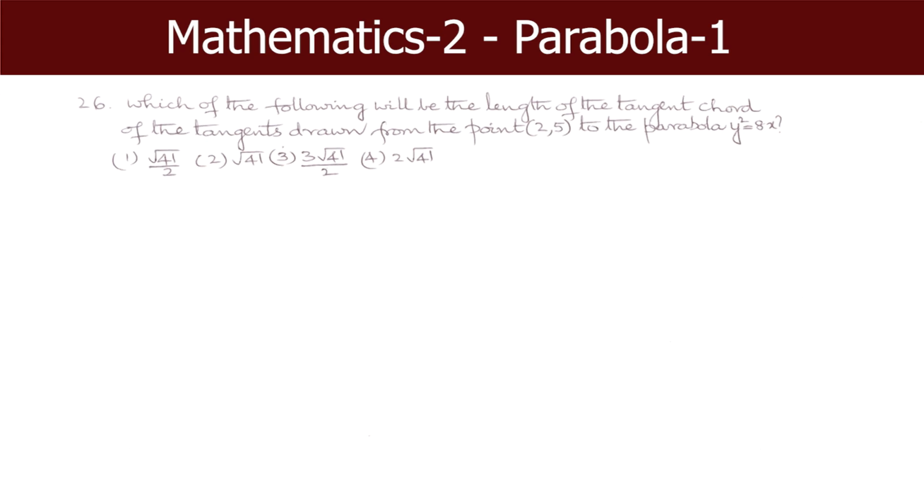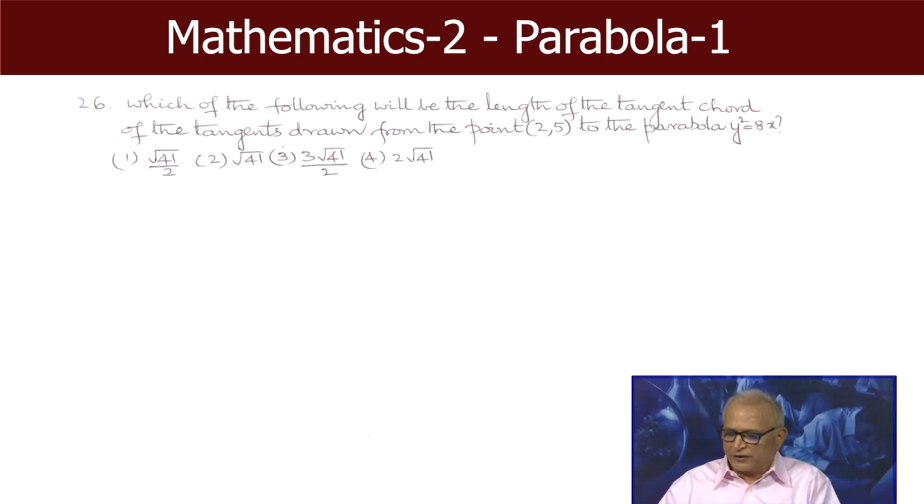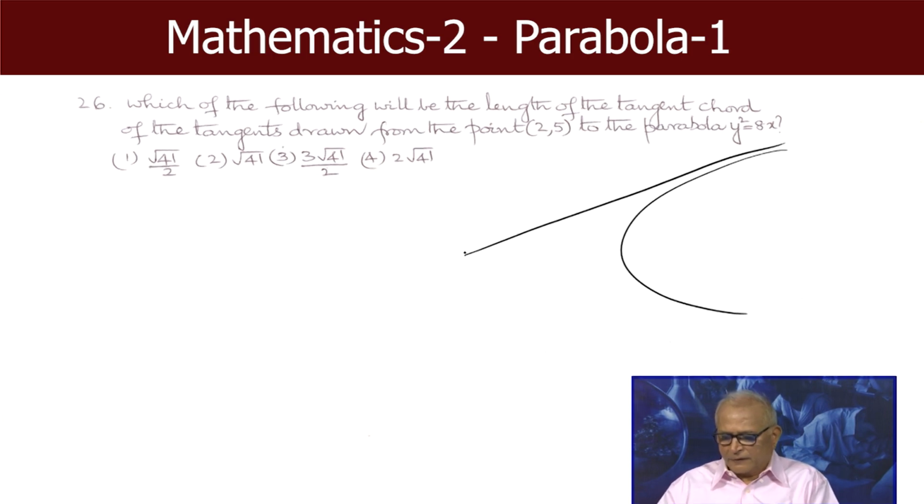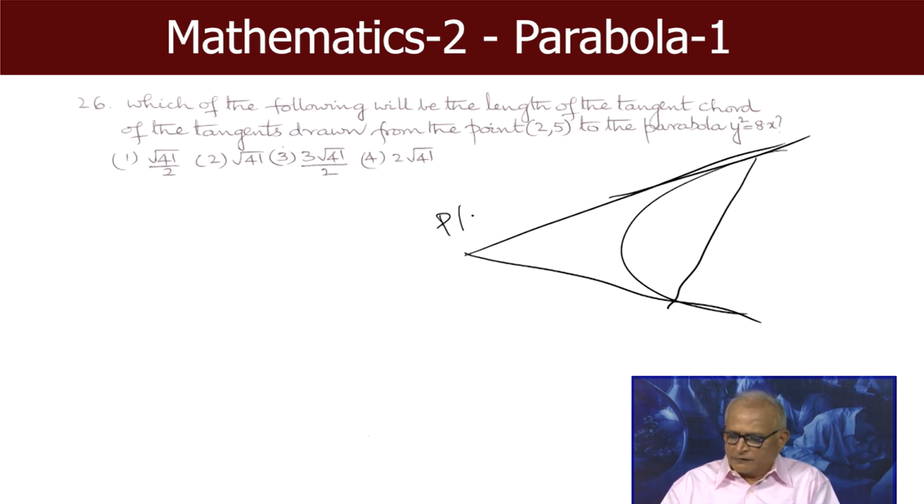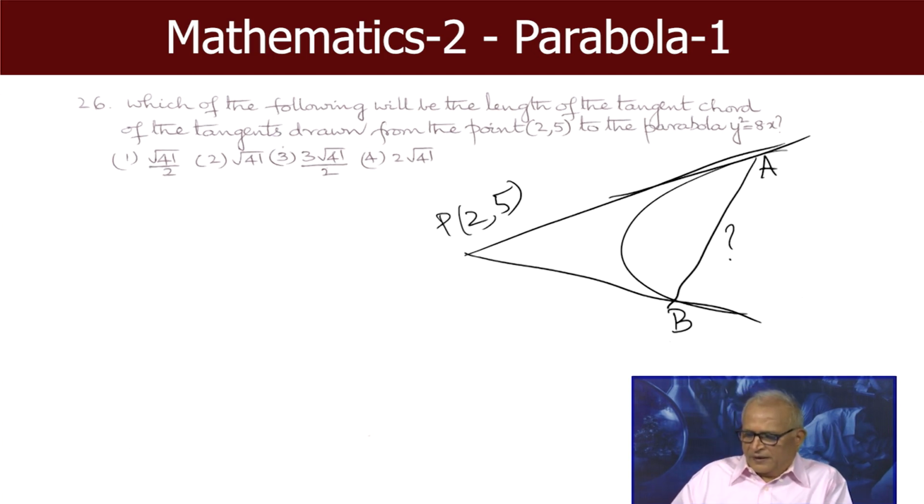ఓకే 26. Which of the following will be the length of the chord of contact if the tangents are drawn from the point 2 5 to the parabola y square equal to 8x? ఒకసారి ఊరికే ఎంట్రన్స్లో ఇచ్చారు. ఇలా ఉంది, ఇలాగుంది. దిస్ ఈజ్ 2 5. దిస్ ఈజ్ ఏబీ. ఏబీ లెంగ్త్ ఎంతని అడిగారు. ఇందాక సేమ్ క్వశ్చన్.